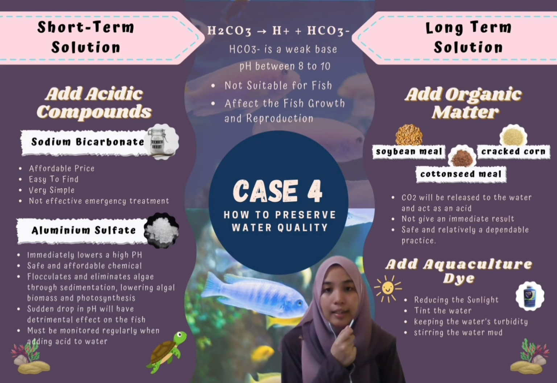Tip. Another way to preserve the water quality for a long-term effect, specifically if it has higher pH compared to the normal one, is by adding organic matter, such as cracked corn, soybean meal, and cottonseed meal. This is because once the organic matter decays, carbon dioxide will be released to the water and act as an acid. This process will not give an immediate result. However, it is safe and a relatively dependable practice.